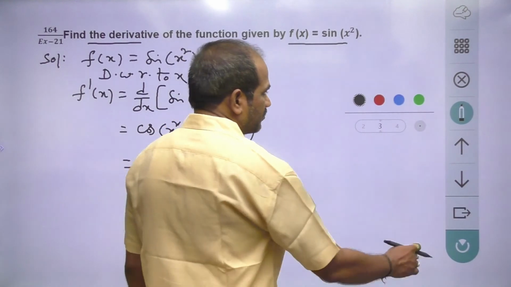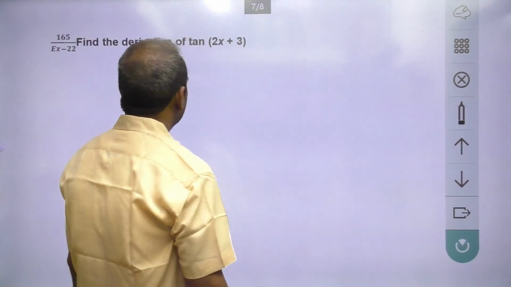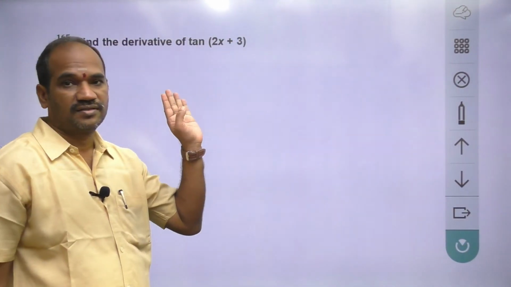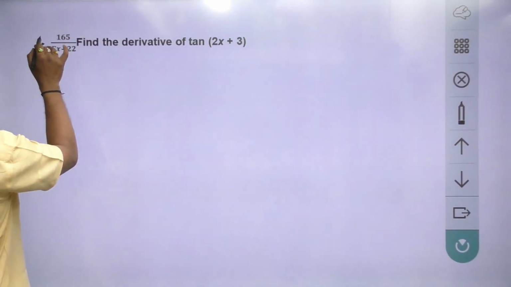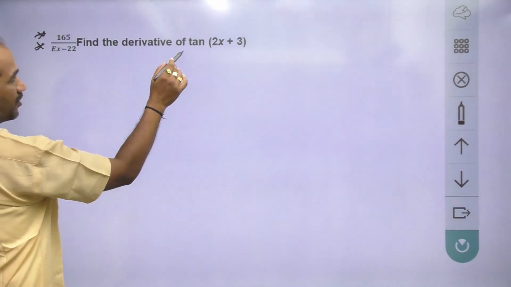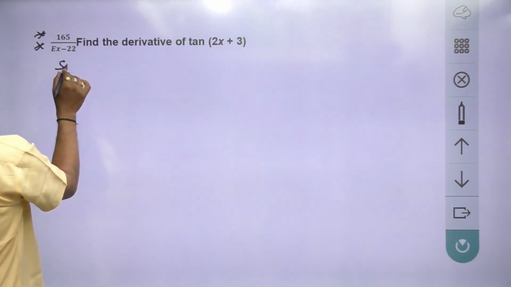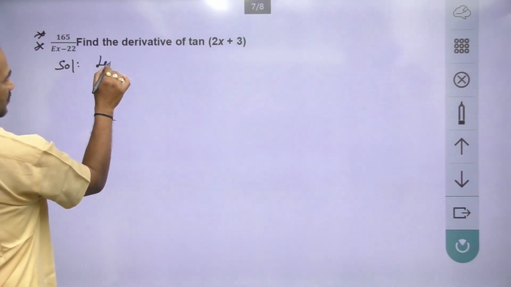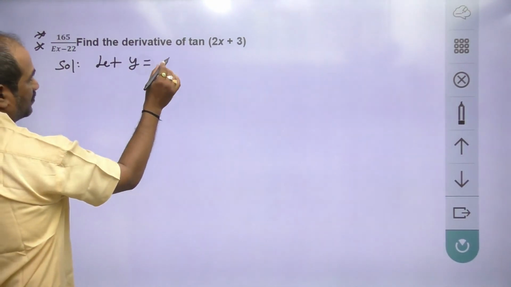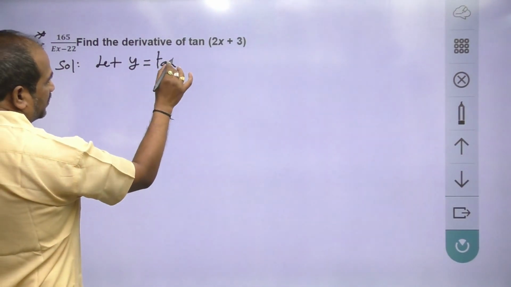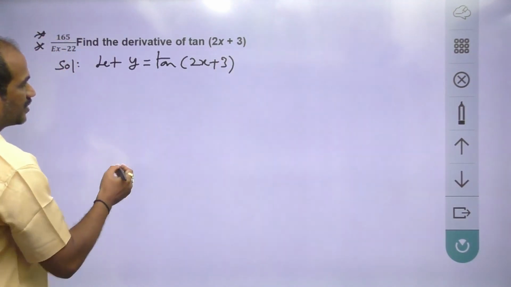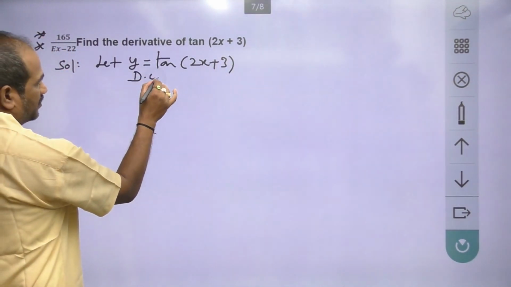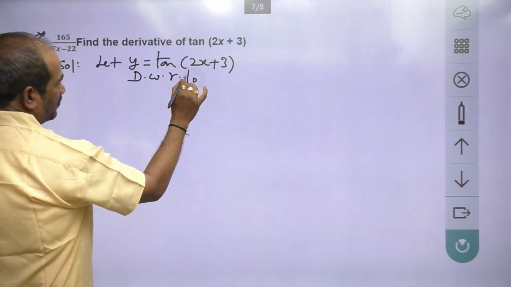Next problem. This question is repeated in exams, so note the star mark on this question. Find the derivative of the function. In the solution, let y equal tan of 2x plus 3. Differentiate with respect to x.